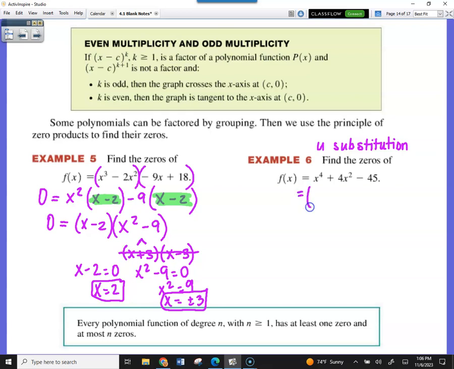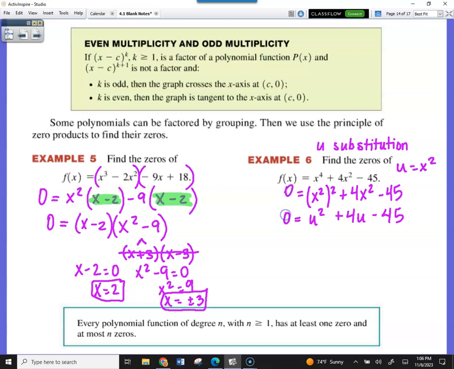Remember that x to the 4th can be written like that. Right? So that would be u squared plus 4u minus 45. Where did the u come from? I let u equal x squared, and then I substituted u in for x squared.